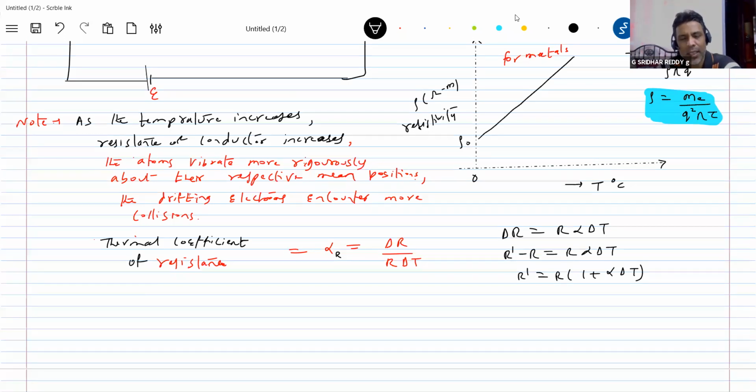What should be the condition for delta T? Delta T should be small, not something very large. If it is very large, then you have to apply the formula alpha equal to dR by R dT. So how do we define this thermal coefficient of resistance? It is defined as the ratio of change in resistance per unit change in temperature per unit resistance. dR is the change in resistance per unit rise in temperature per resistance.